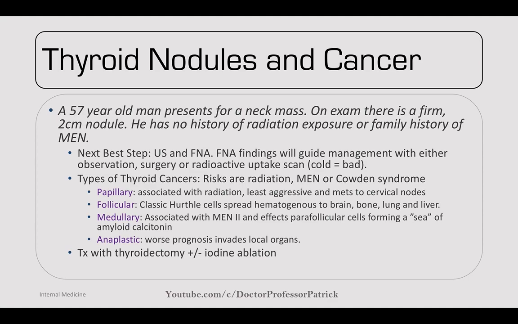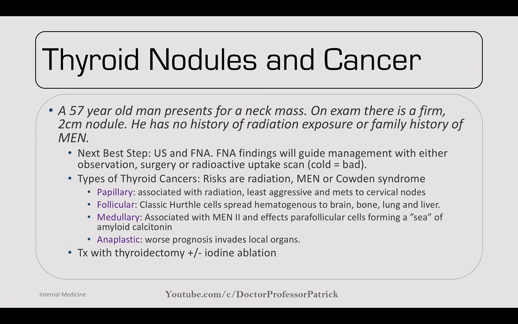If there's a cold nodule, those are more likely to be malignant. The types of thyroid cancers to look for and some of the risks are going to be radiation, MEN, or Cowden syndrome. Papillary thyroid is the most common. It's associated with radiation, and it is the least aggressive, and it mets to the cervical lymph nodes commonly. The next is going to be follicular cancer. It's classic Hürthle cells, and this spreads hematogenously to bone, brain, lung, and liver.